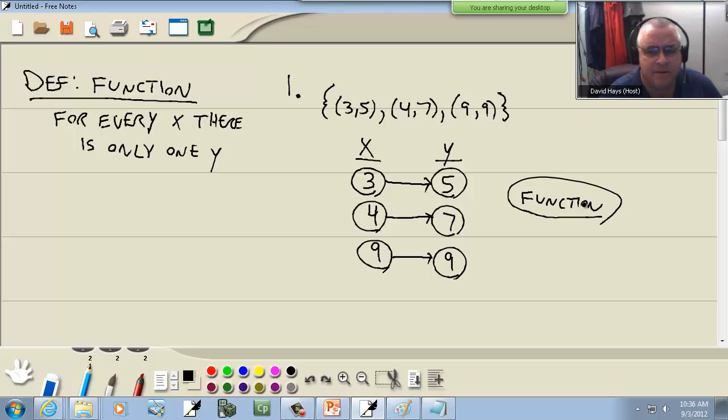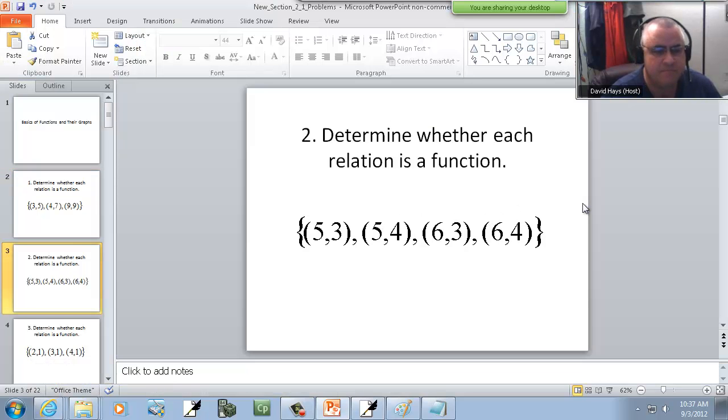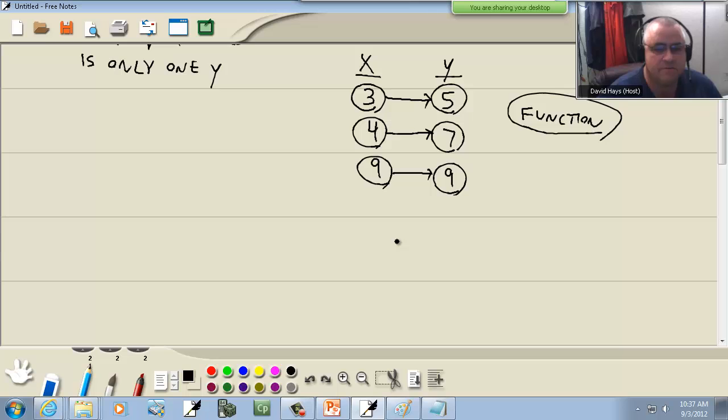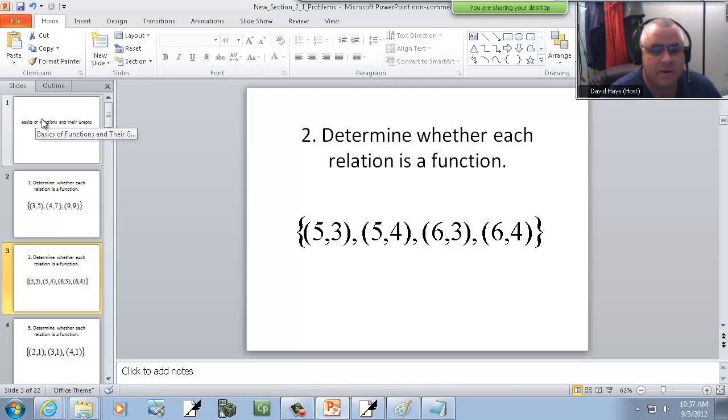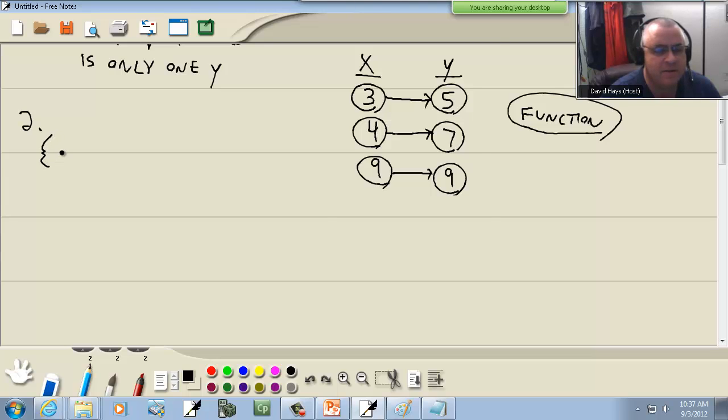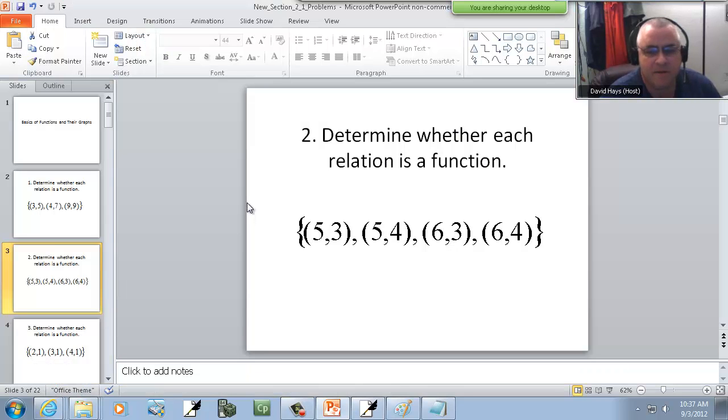Let's look at another example. We're given the points 5, 3, 5, 4, 6, 3, and 6, 4. Same instructions, determine whether each relation is a function.